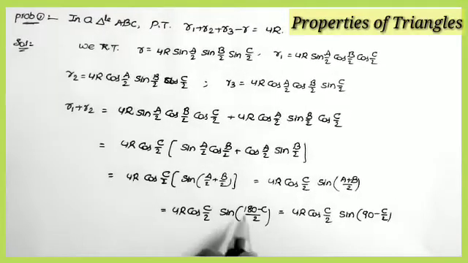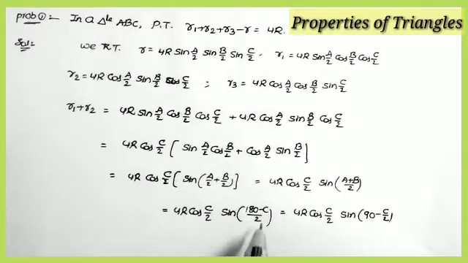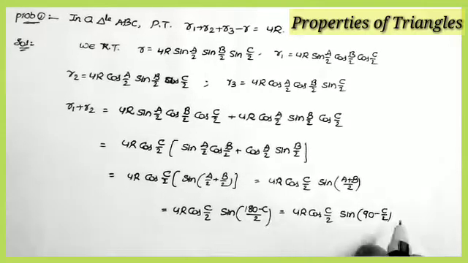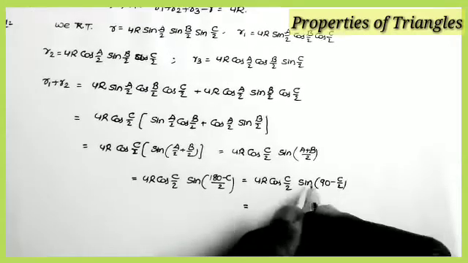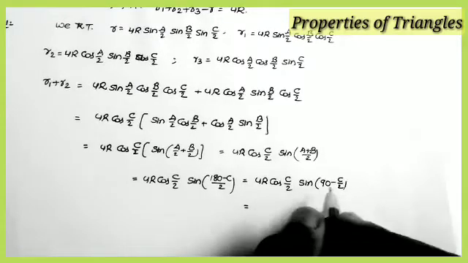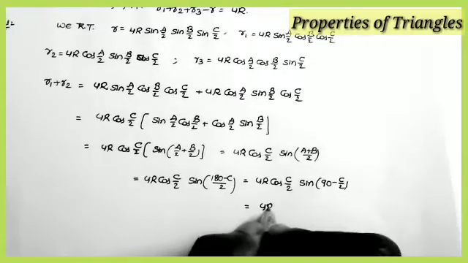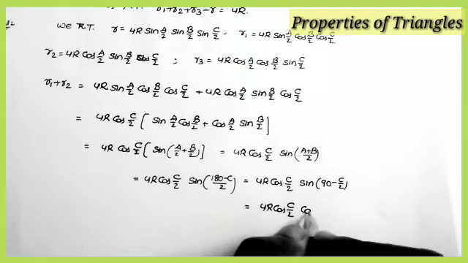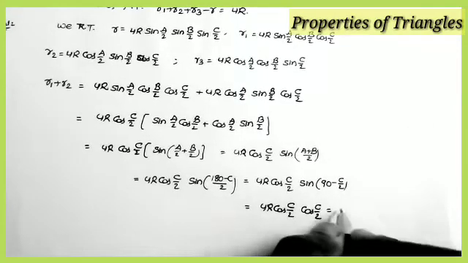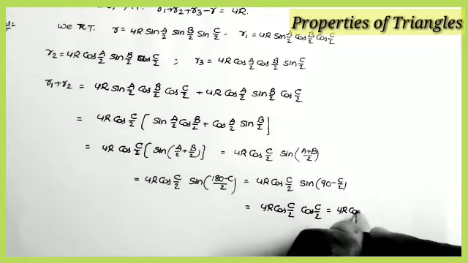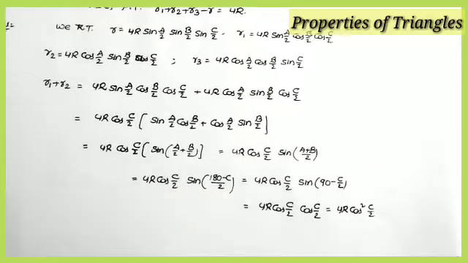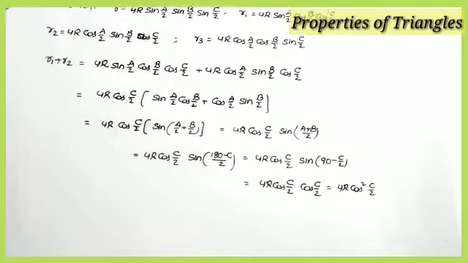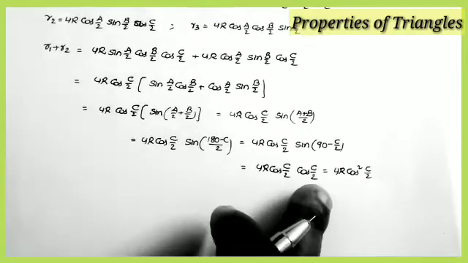Separating the two, 180 by 2 is 90 and the next value is C by 2. And what is sin of 90 minus theta? Sin of 90 minus theta is equal to cos theta, so sin of 90 minus C by 2 is equal to cos C by 2. So 4R cos C by 2 into cos C by 2 is 4R cos square C by 2. This is the value of R1 plus R2.